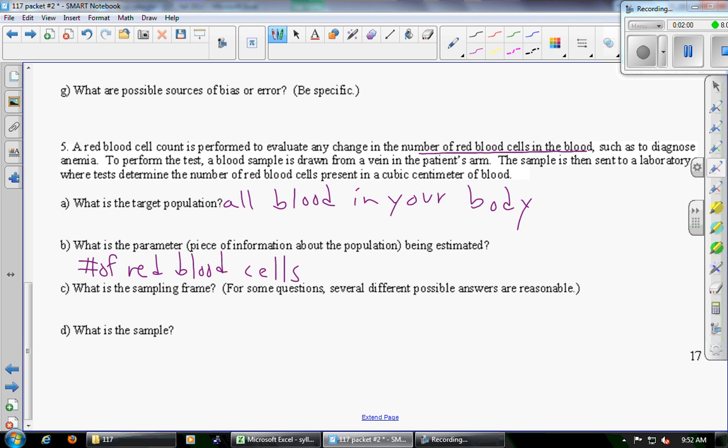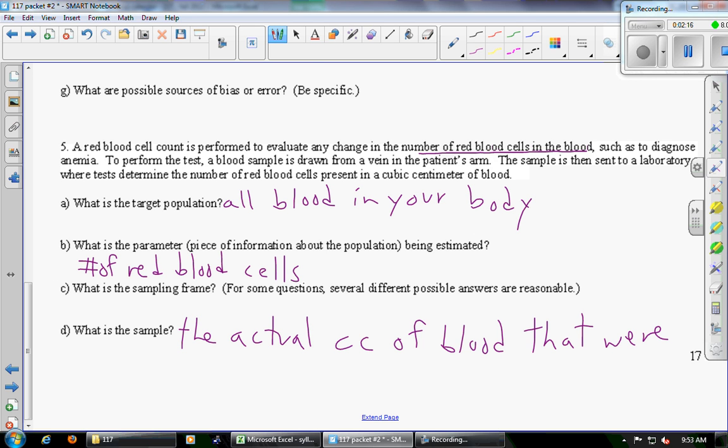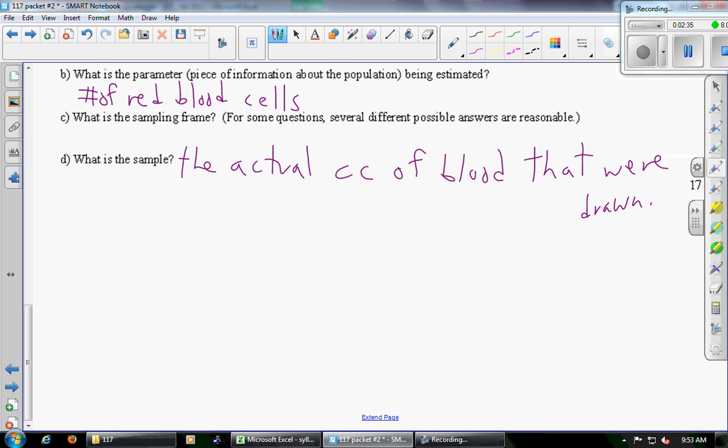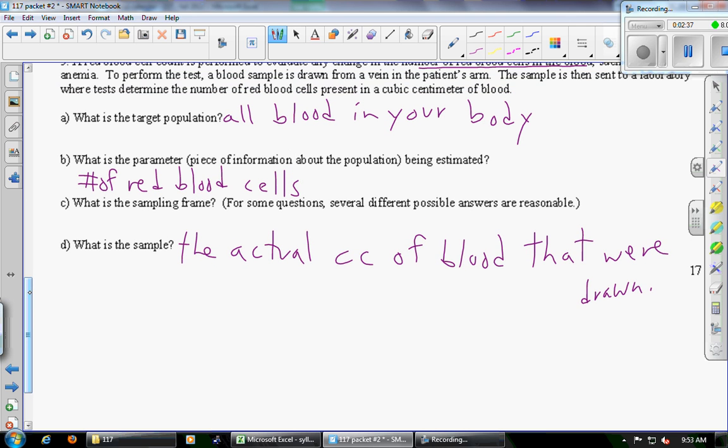Okay, Melissa, please. Okay, so the sample is the actual cubic centimeters of blood that were drawn. The sample is the actual stuff that's being studied, the actual people that were studied, the actual lottery tickets that were bought, the actual students that were taking the yoga with the test. The actual blood that was drawn is called the sample. It's even called the blood sample.